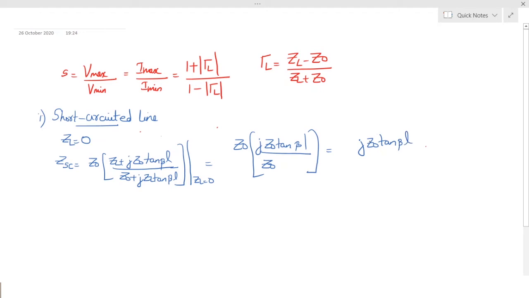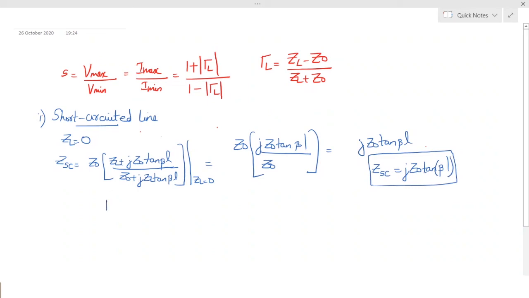So this is an important equation. Input impedance corresponding to short circuit can be represented like this: ZSC is equal to j Z0 tan beta L. This is the equation for input impedance of a short circuited line.